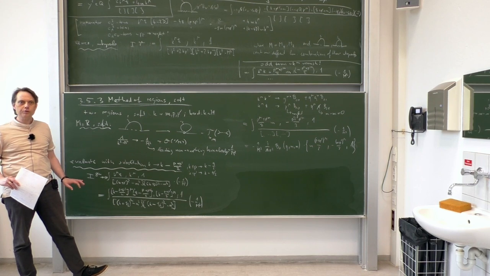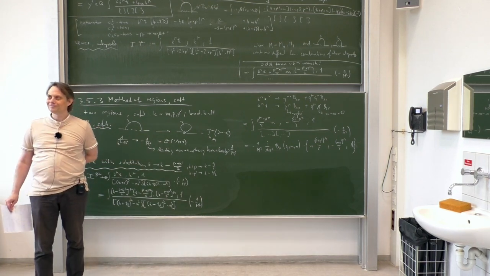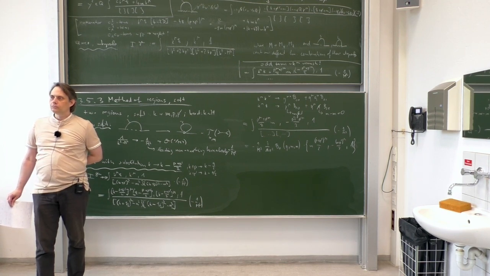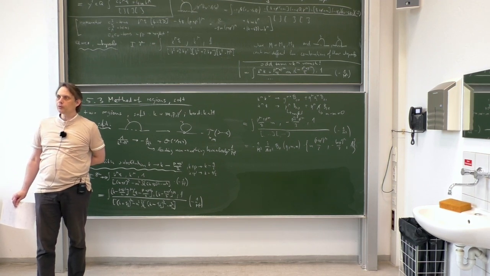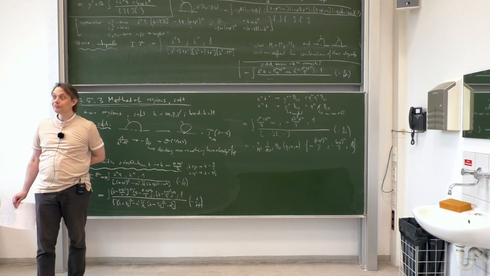Very good. Any questions to the calculation? Yep. Can we say that q is small? So q is p minus p prime, and both p and p prime are small. Therefore, the difference is also small. But we integrate over q. No, k. Yeah.